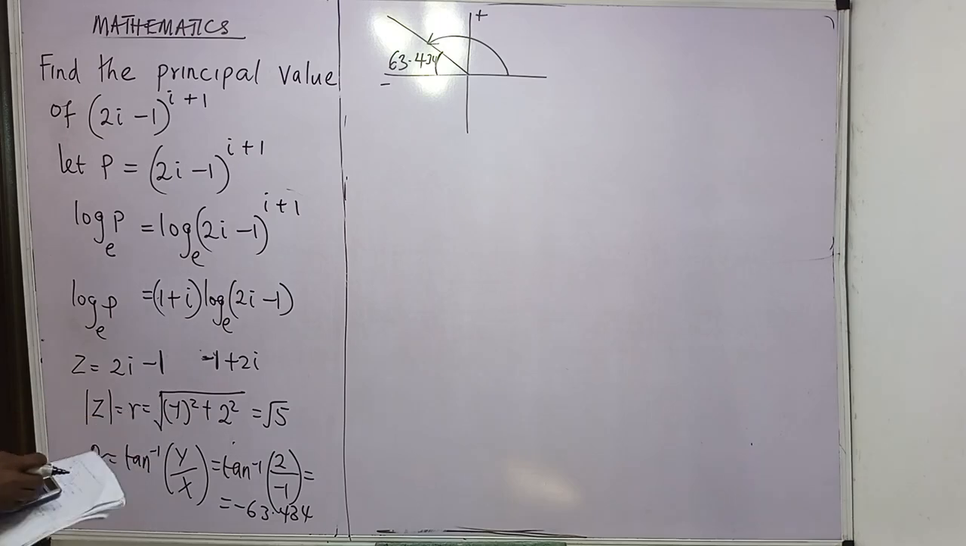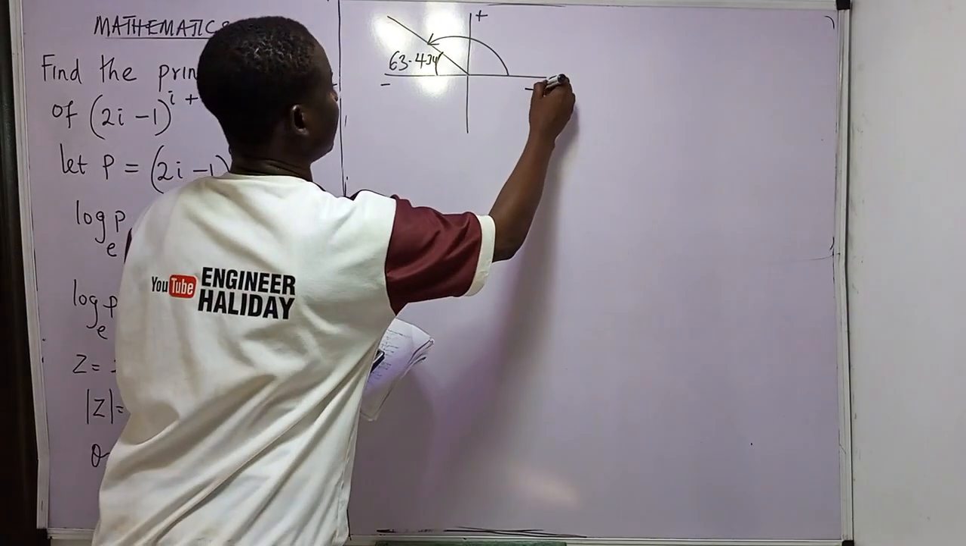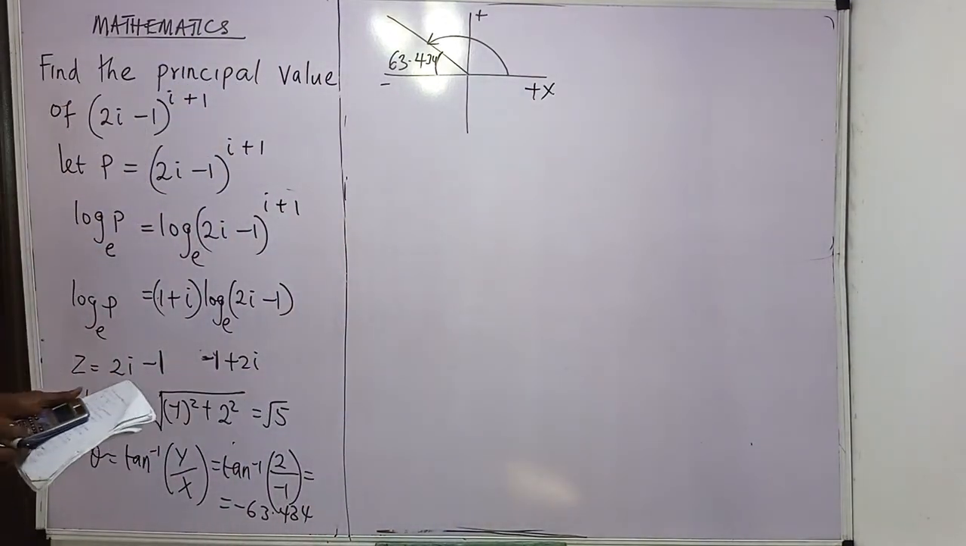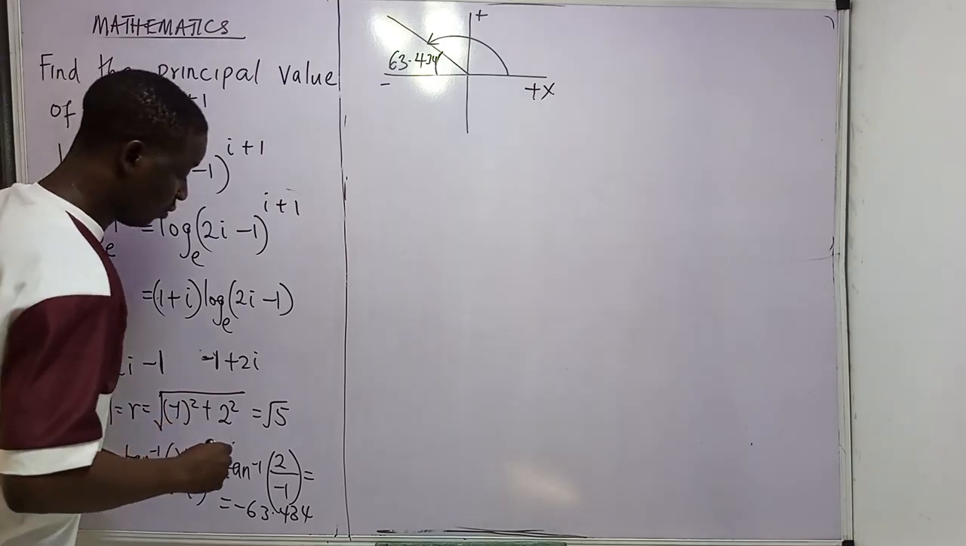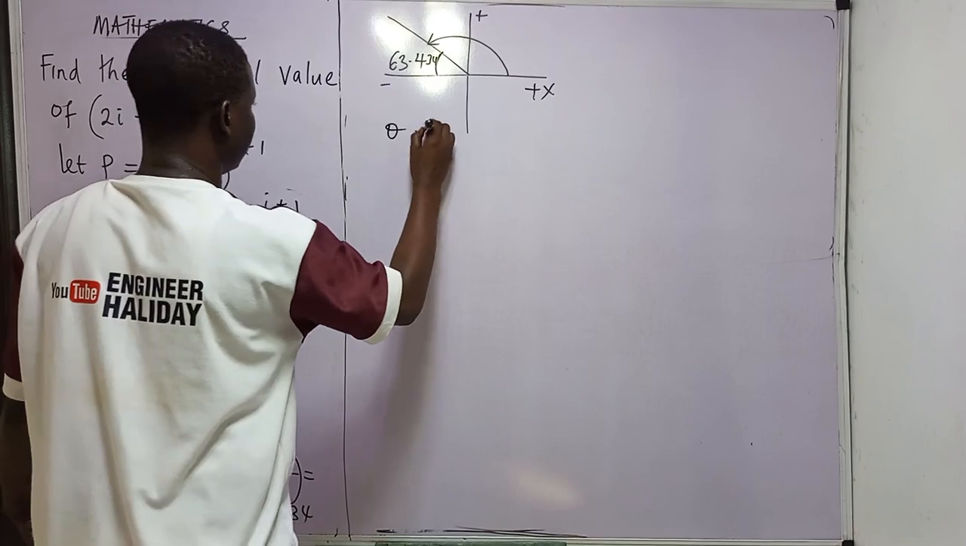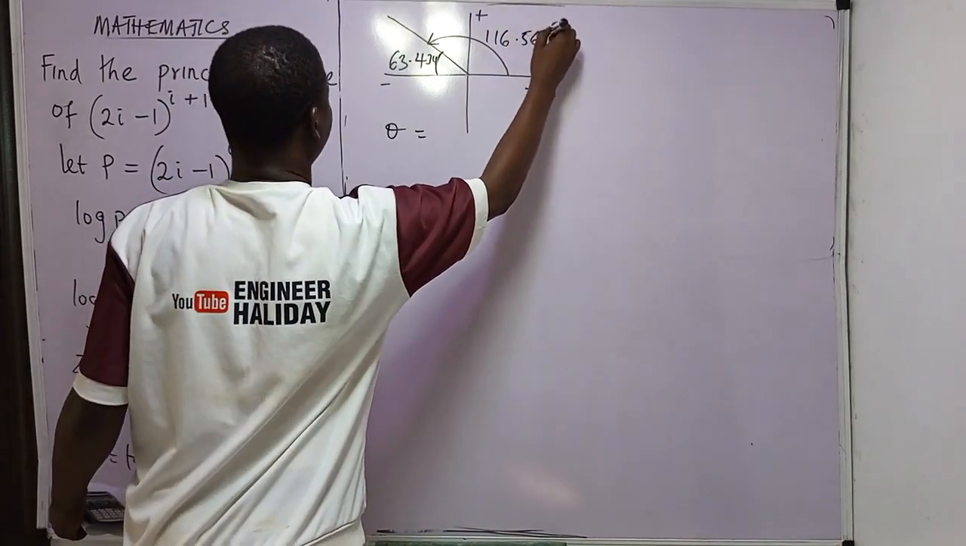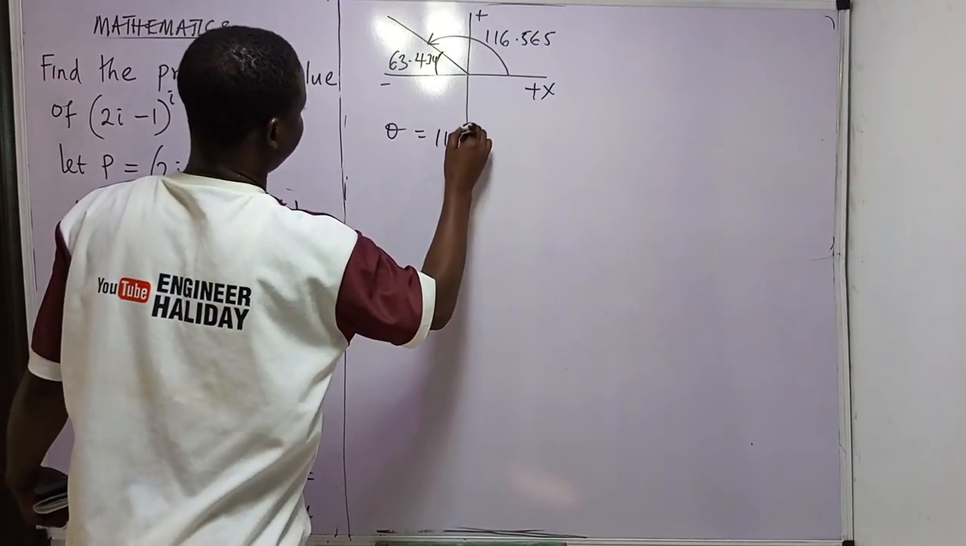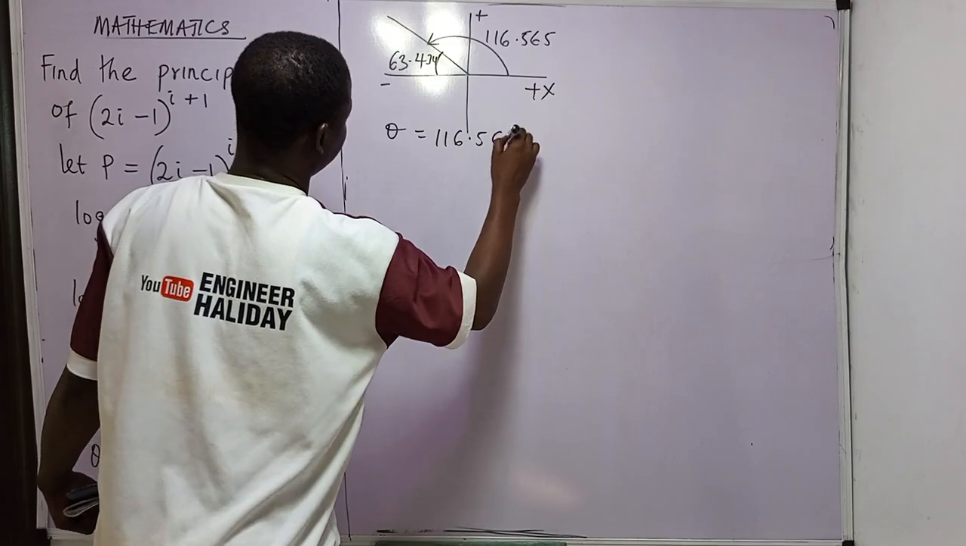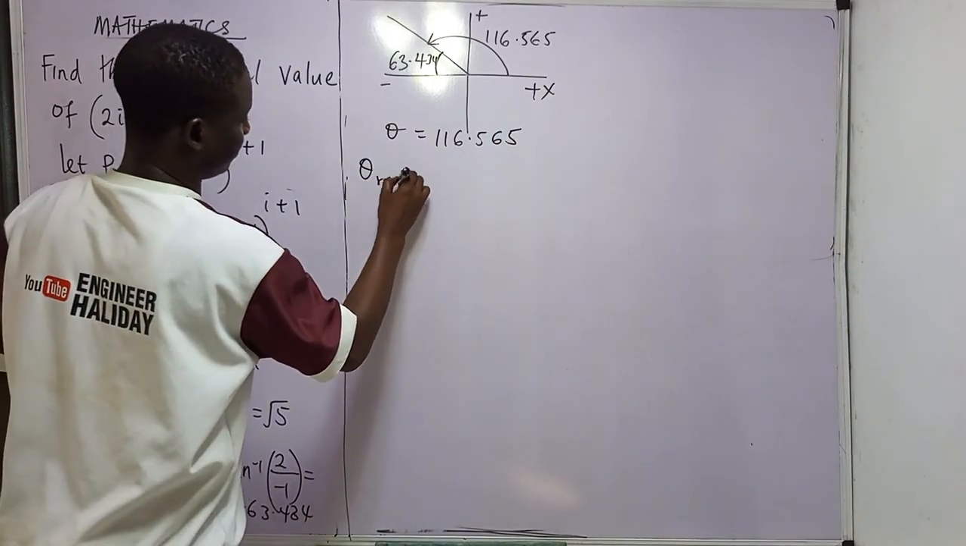Because all our arguments should be measured from the positive x axis anticlockwise, that will give us your answer plus 180, so 116.565. Our argument is now 116.565 degrees. So let's convert it to radians.